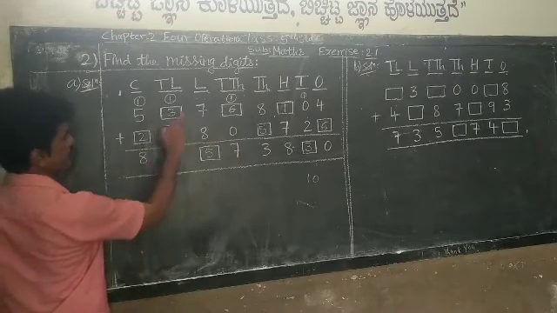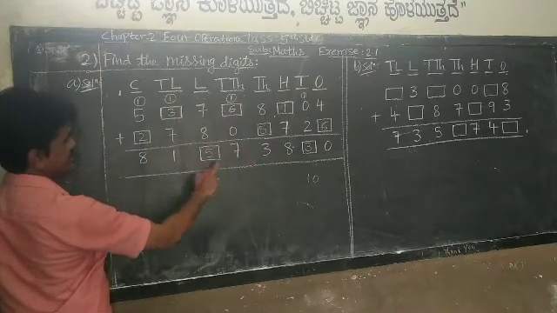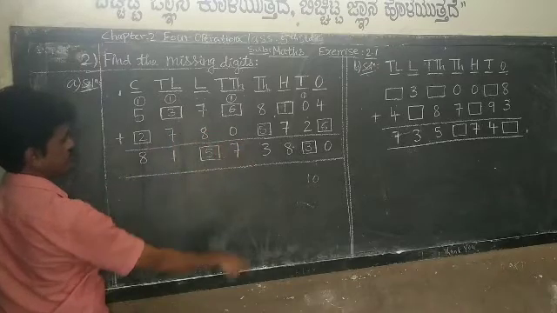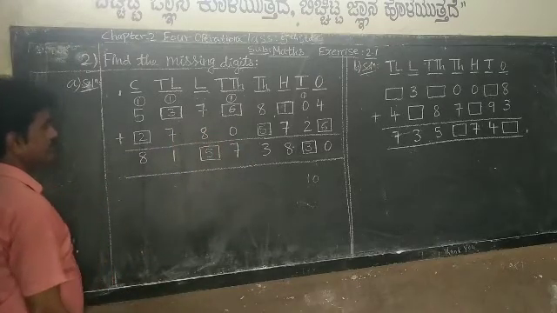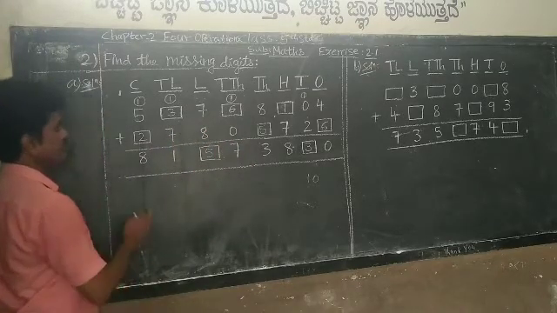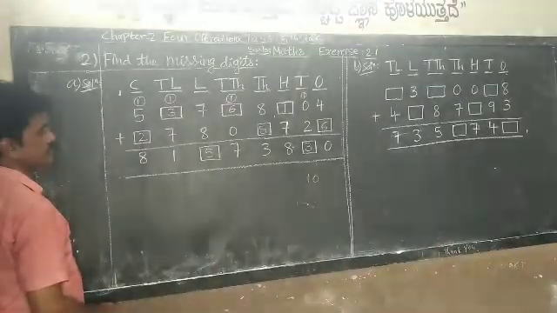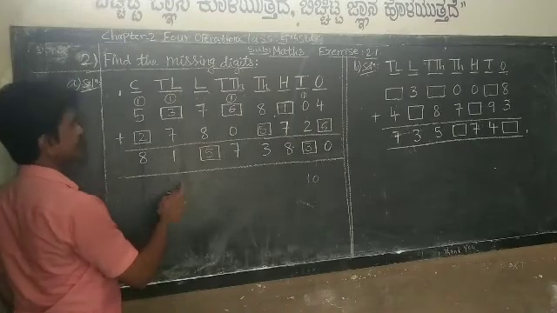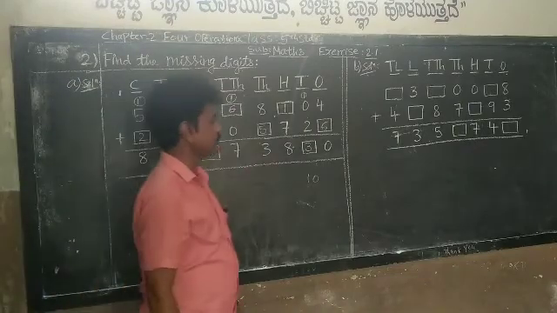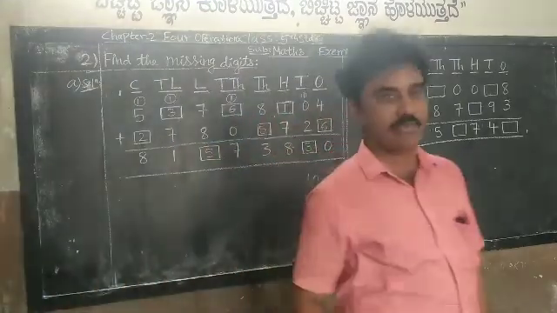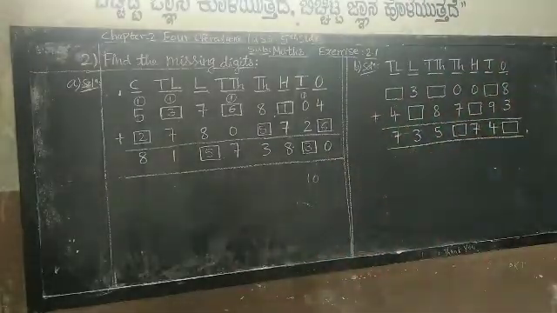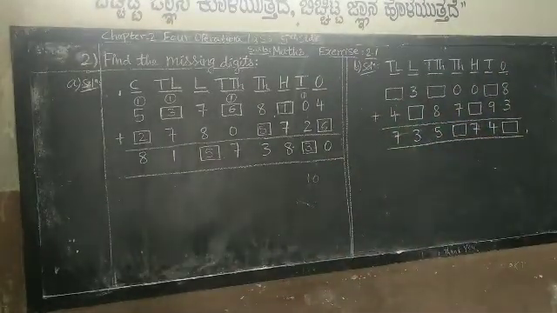So we have filled all the digits wherever the box was there. We have filled the numbers in the box. So this is the correct answer. Understood? Similarly, I will show the B question now. I think you have understood. By practicing it, you will be able to identify the given digits.